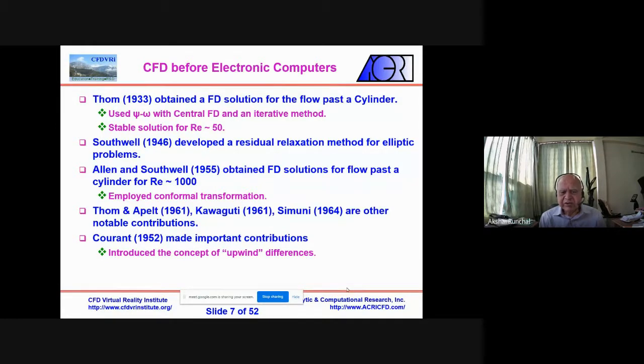Allen and Southwell then obtained solutions of flow past the cylinder up to a Reynolds number of 1,000. And then there were people like Thom and Apelt, Kawaguchi, Simuni, and a bunch of others. Basically these calculations were done by hand, adding all the numbers by hand. Imagine doing a computational fluid dynamics problem today when you don't have an electronic computer.